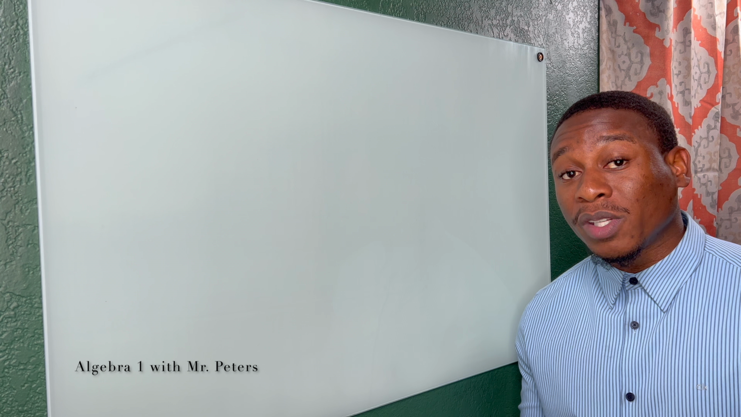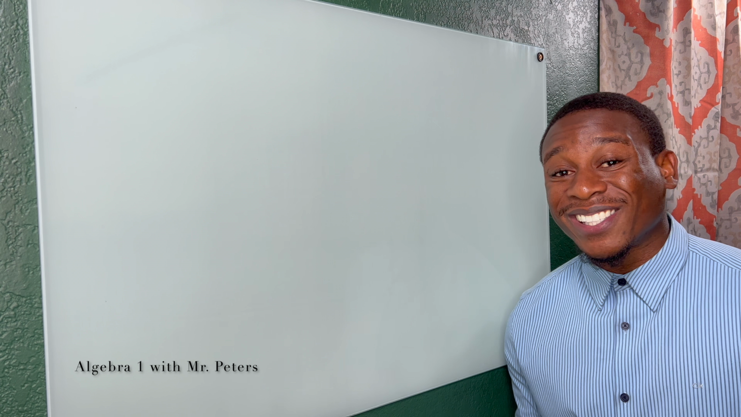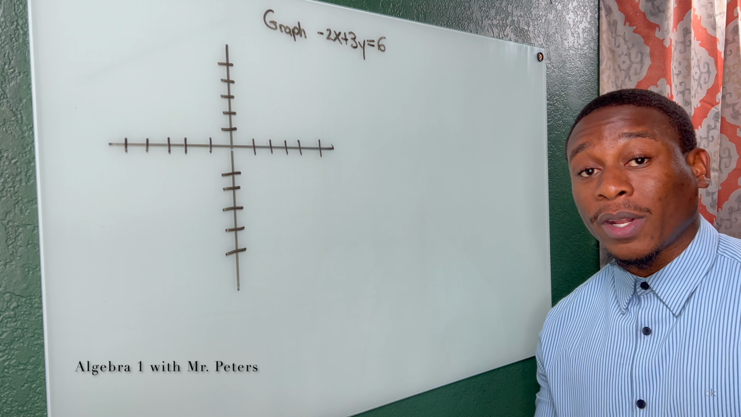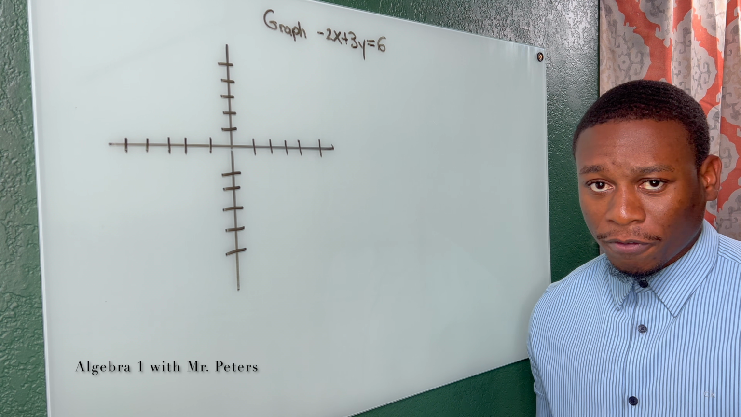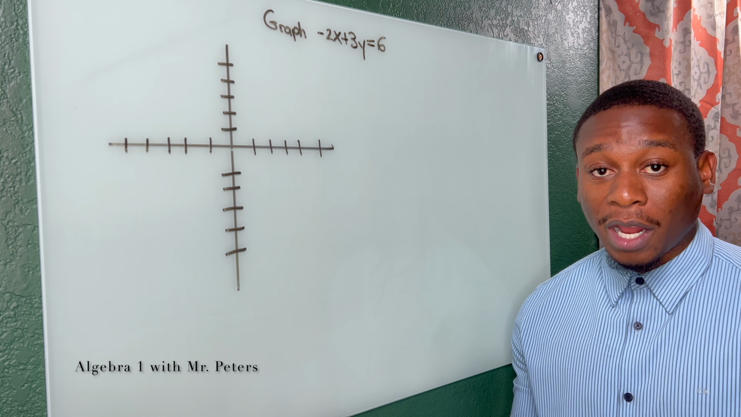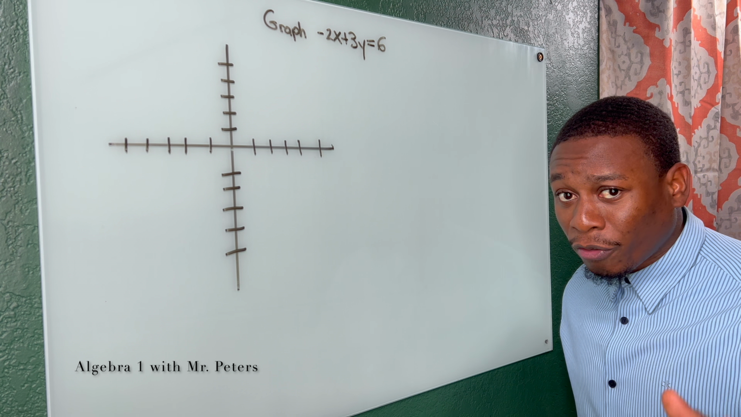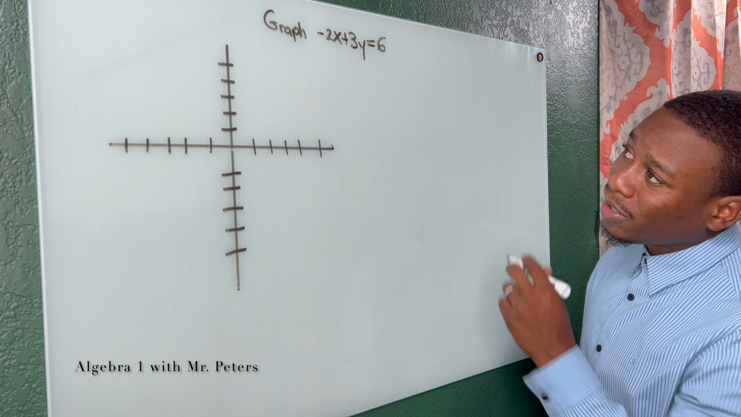I'm going to review the most important skills you'll need to pass this topic. For us to be successful at linear equations in slope-intercept form, we have to know how to graph lines, right? In standard form and slope-intercept. So this is standard form.